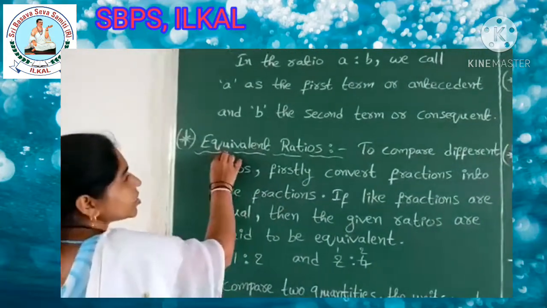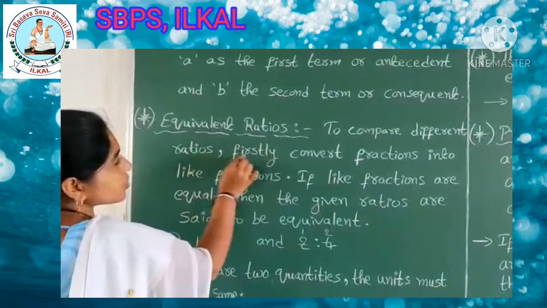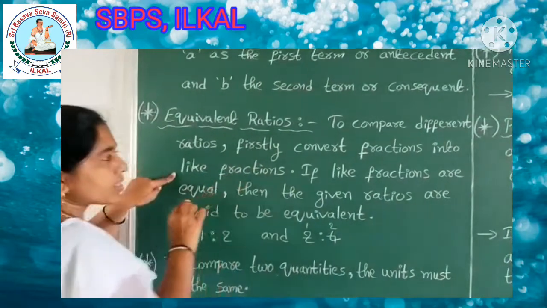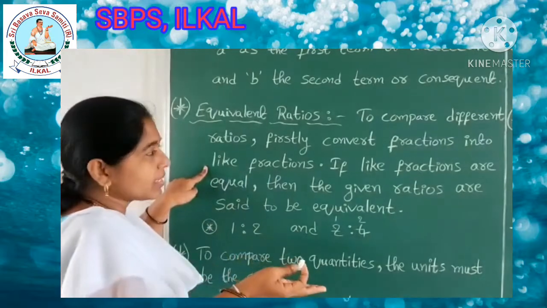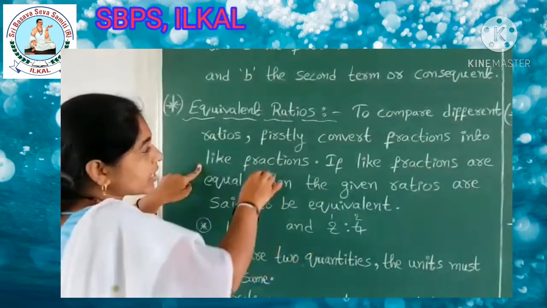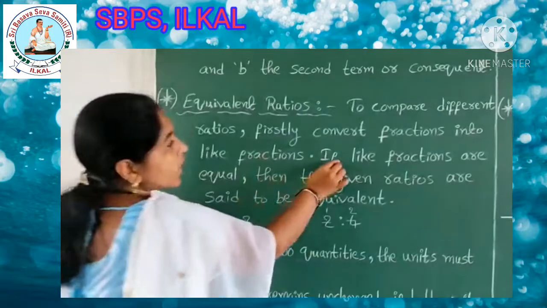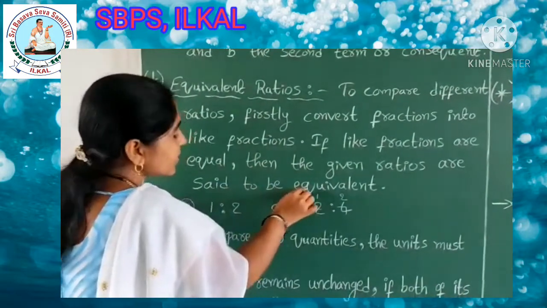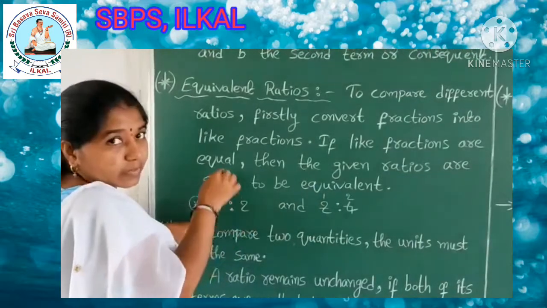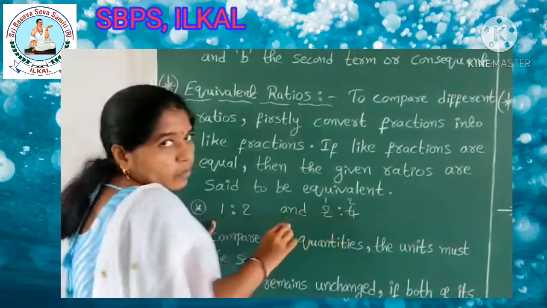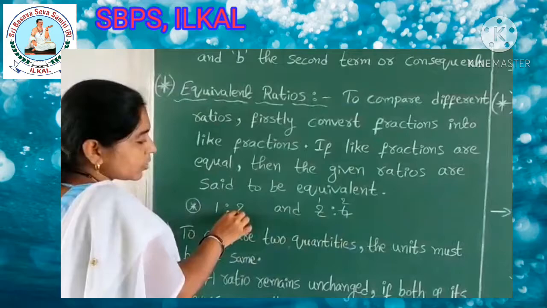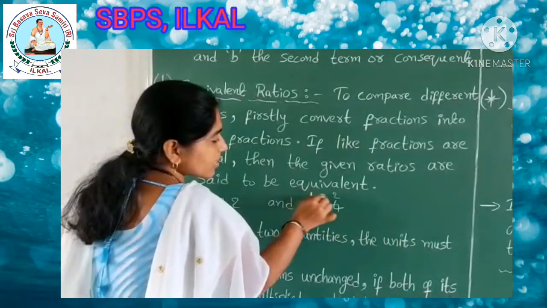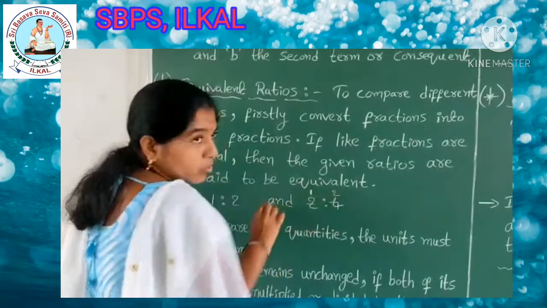Next, equivalent ratios. To compare different ratios, firstly convert fractions into like fractions. If they gave different fractions, children, meaning unlike fractions, first convert to like fractions. If like fractions are equal, then the given ratios are said to be equivalent. 1 ratio 2, which is nothing but 1 by 2, and 2 by 4 if you consider. 1 ratio 2 is already in simplest form. And 2 is to 4 can be written as 2 ones are 2, 2 twos are 4, strike out, 1 ratio 2 will become.